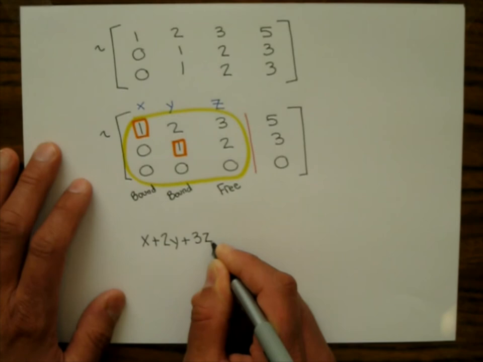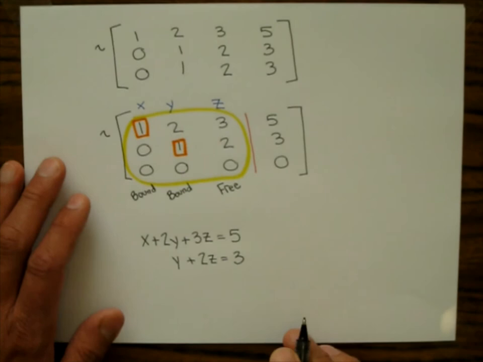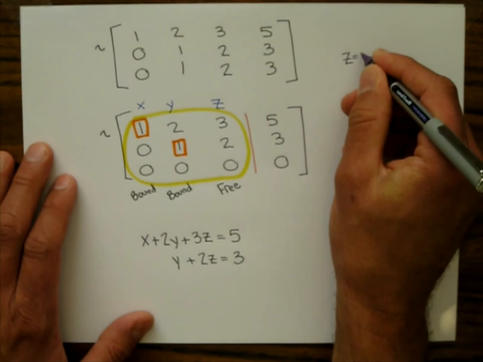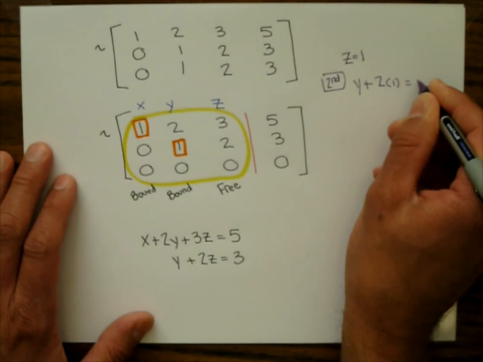And the other one is Y plus 2Z equals 3. So what I'm saying is I could say, well, Z equals, and I'm free to select anything. Like, what if Z equals 1? Then the second row would give me Y plus 2 times 1 equals 3. Y also, coincidentally, equals 1. I didn't know that would happen.